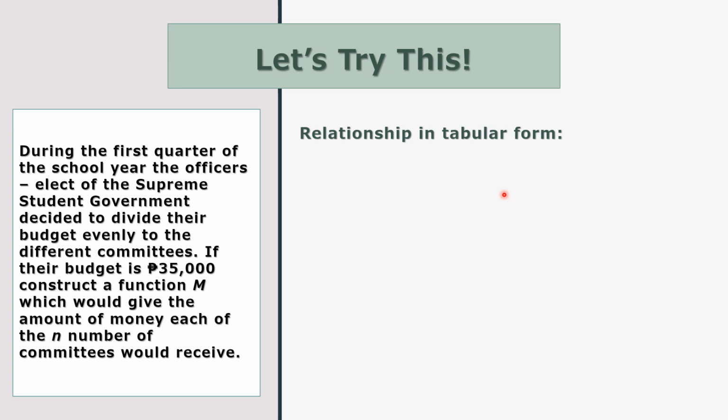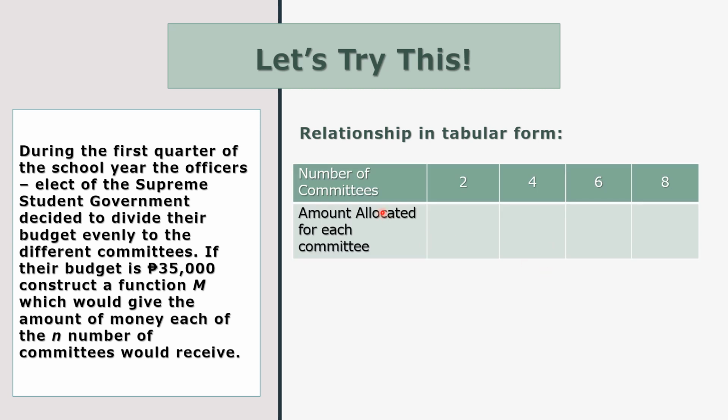Now, the relationship can be represented in tabular form or in a table. We have the first row for the number of committees and the second row will be the amount allocated for each committee. For the number of committees, the values are 2, 4, 6, and 8. Now, if there are 2 committees, the amount allocated for each committee is 17,500 pesos.